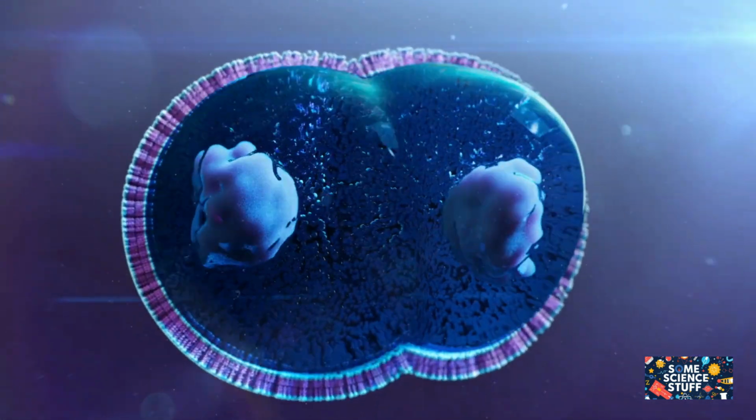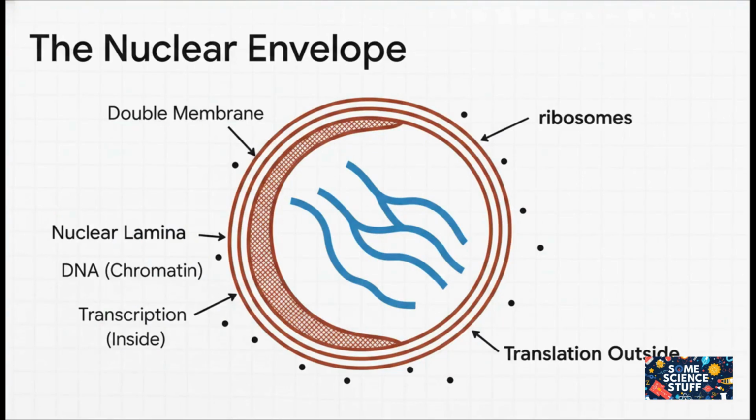Protecting that vital DNA is a high-security barrier called the nuclear envelope. Now, unlike the cell membrane, this is a double membrane, 2 layers. This separation is a massive evolutionary advantage. It lets complex cells physically separate where the genetic code is read, that's transcription, from where the proteins are actually built, that's translation. This allows for so much more control. And for extra strength, it's supported on the inside by a protein mesh called the nuclear lamina.